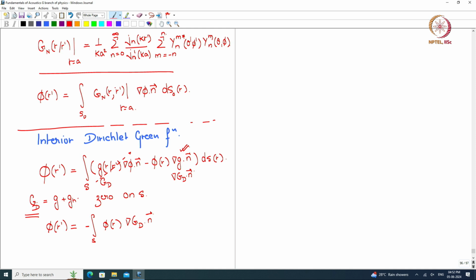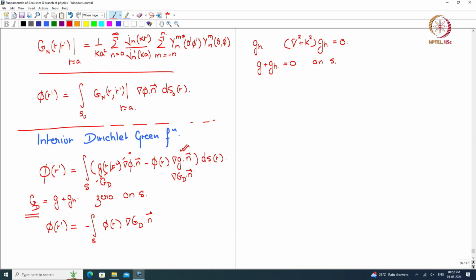So the logic is the same. We have to have a GH which satisfies del square plus k square GH equal to 0, where del square operates on r dash, theta dash, phi dash, and such that G plus GH is equal to 0 on S.